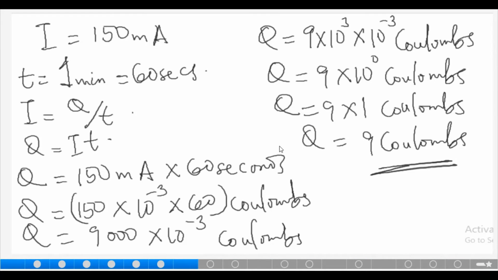Now, I've already prepared a way for you to be able to check the procedures. I, 150 milliampere, T is 1 minute into 60 seconds. And if you look at Q, the same process followed. We arrived at what? 9 coulombs.